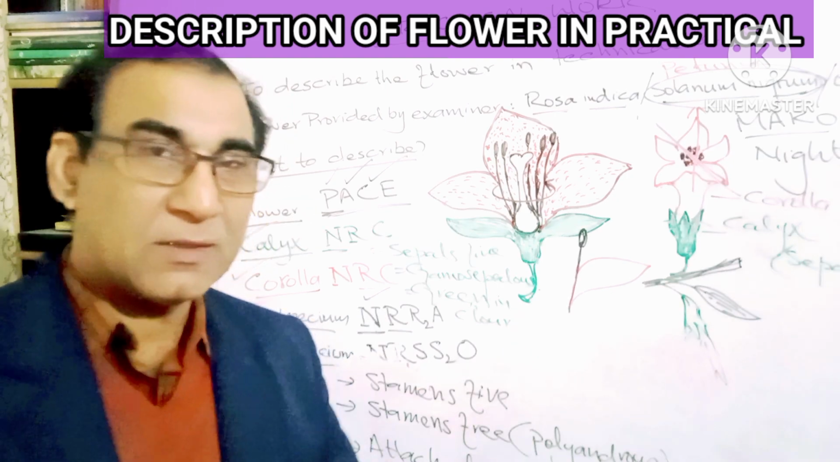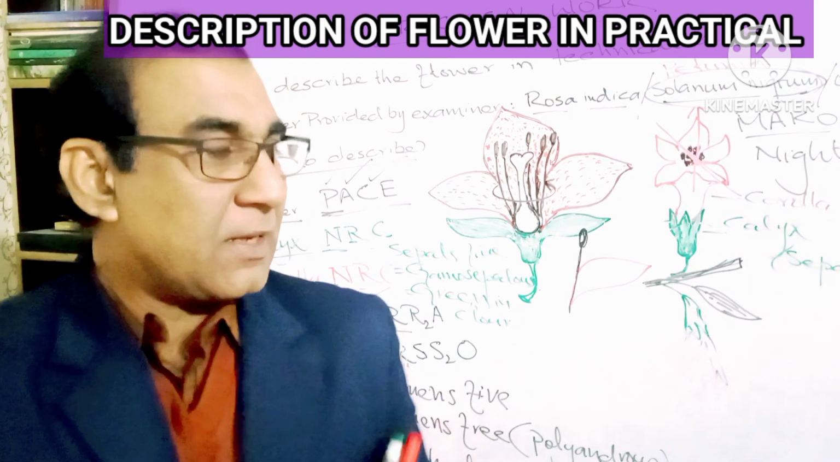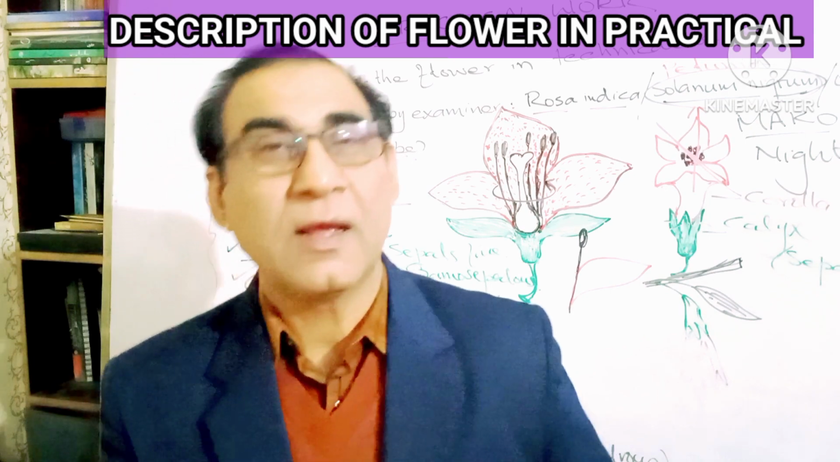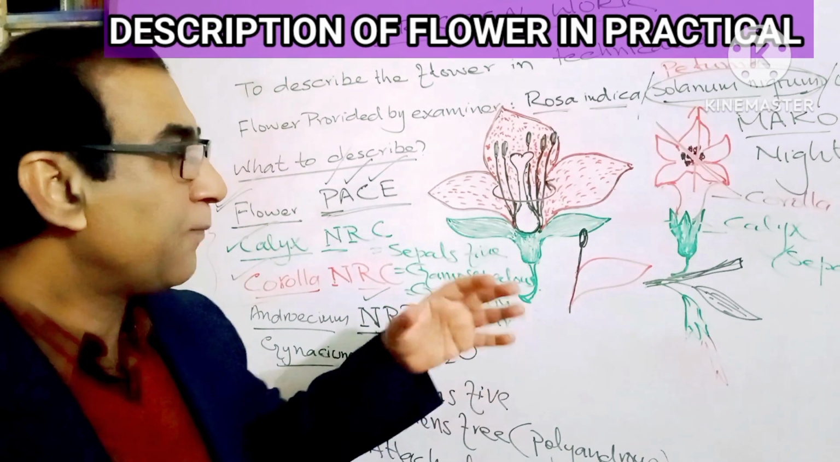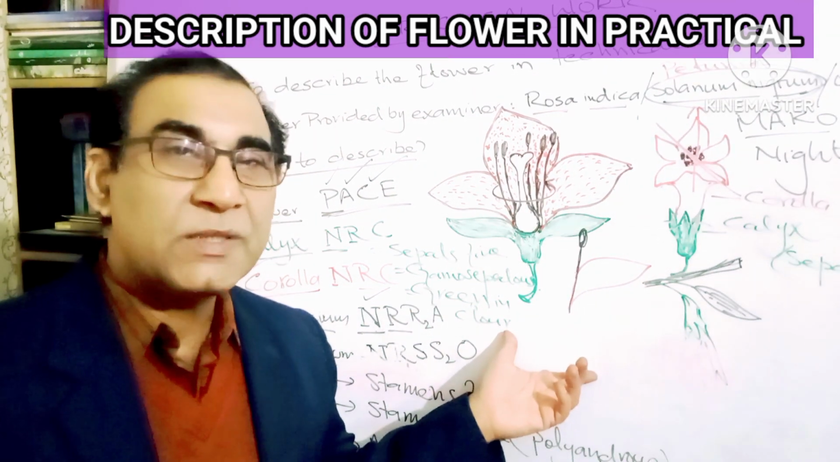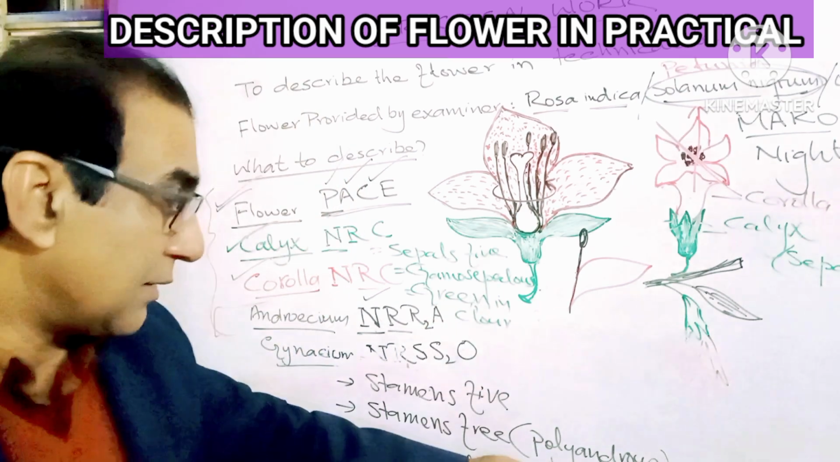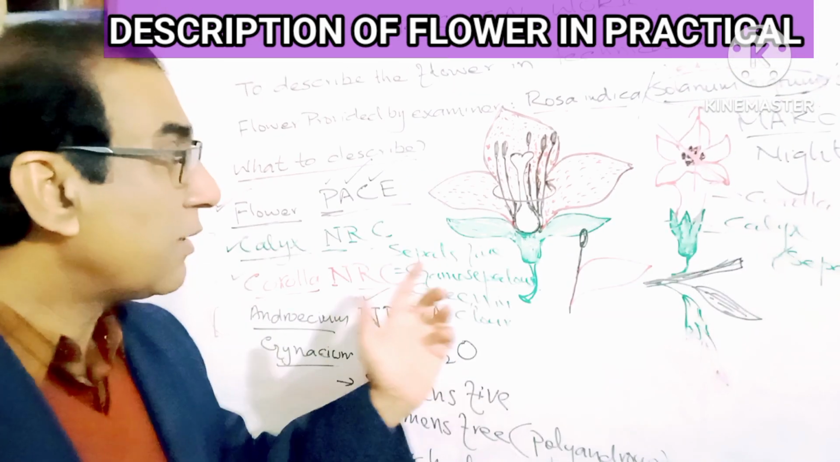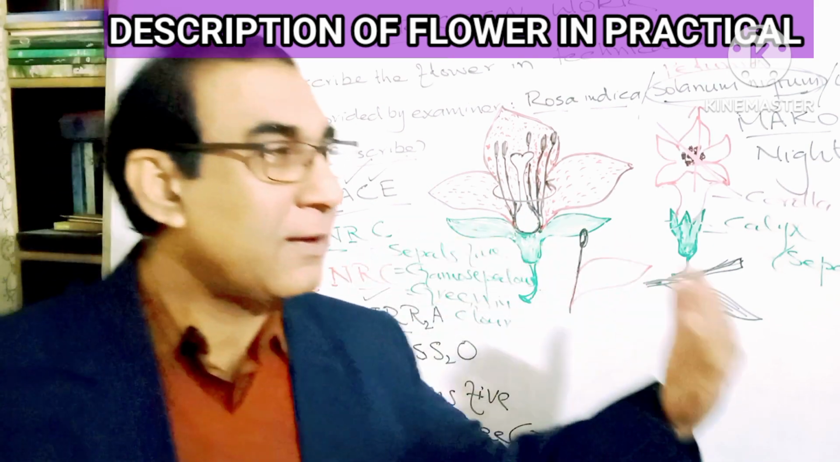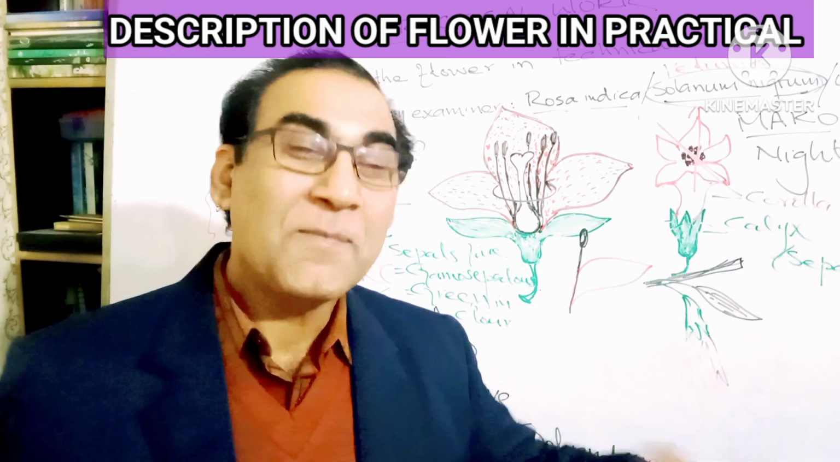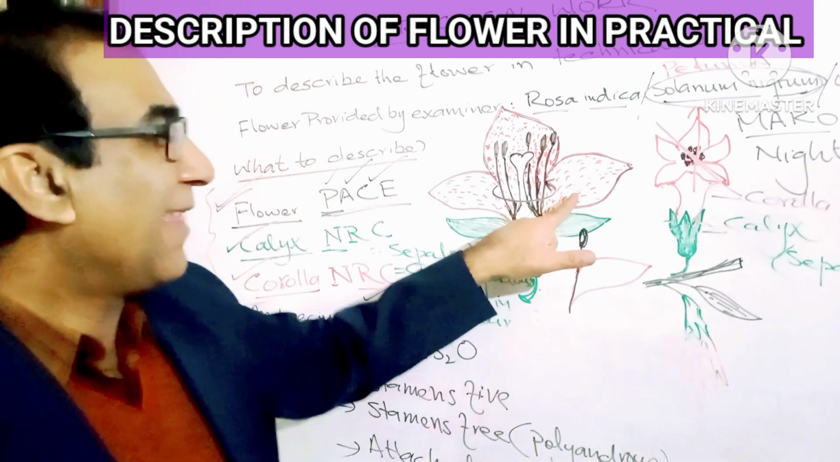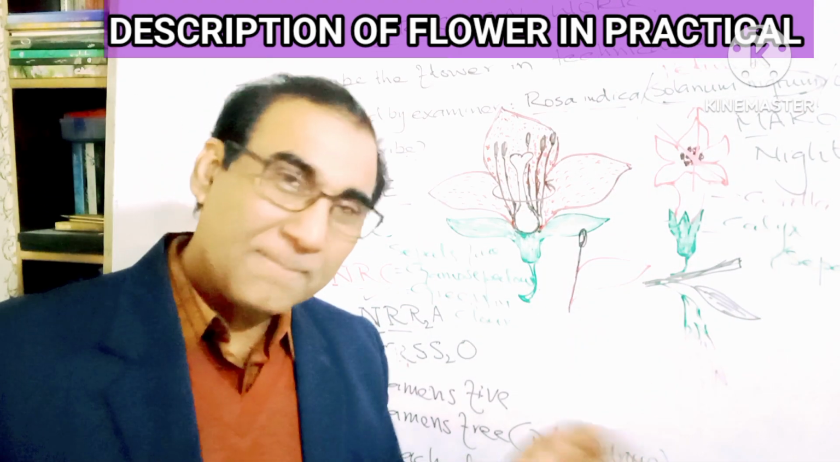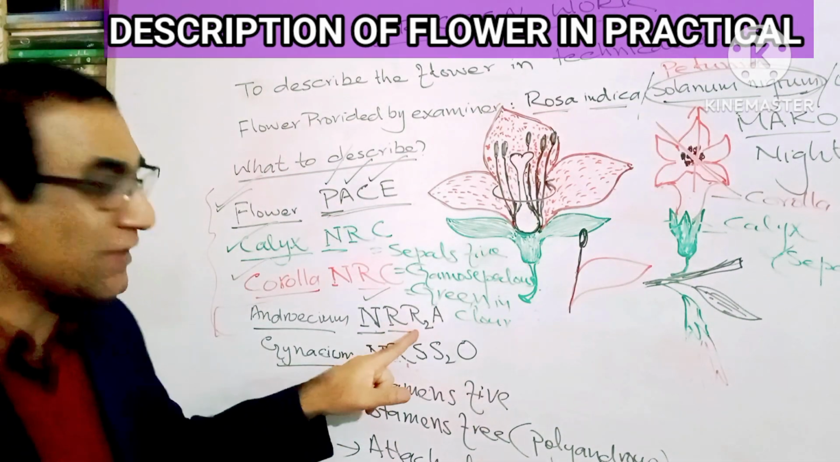When the stamens are attached, this is one stamen, the other stamen is attached with it, the other is attached with that. Then you say the androecium is adelphous. But here in this case, it is polyandrous. They are not attached with one another, but they are attached with the petals.